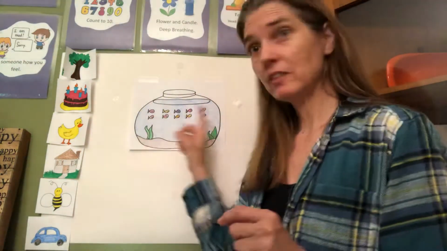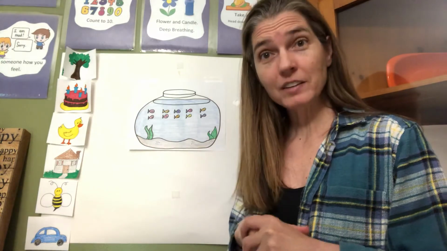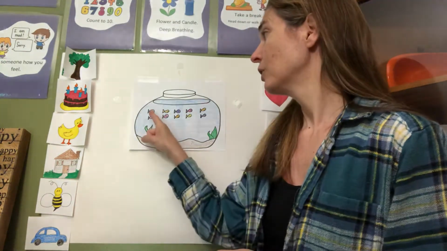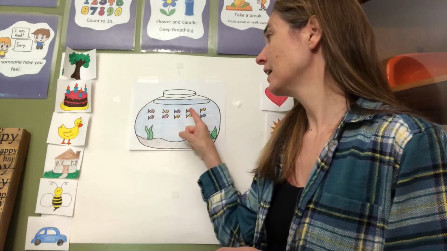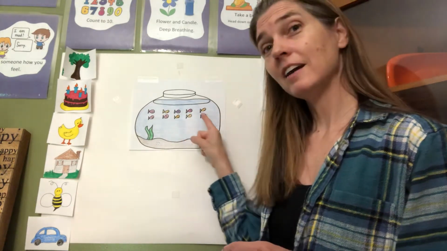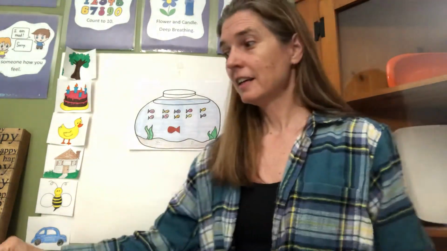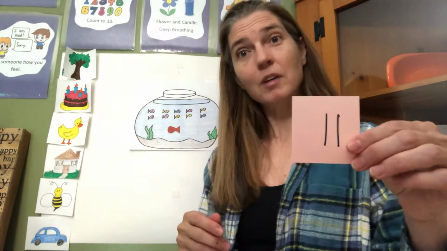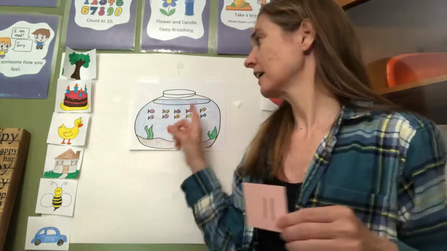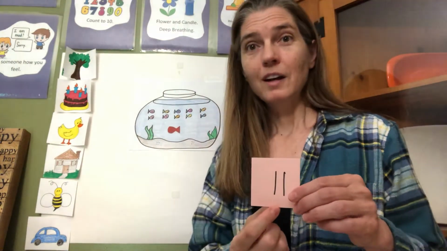So I'm going to just keep counting 1 from the 10 and see what 11 looks like in my fish tank. 1, 2, 3, 4, 5, 6, 7, 8, 9, 10, 11. Let's take a look. 11 is a 1 and a 1. What that really looks like is the 10 that were already there and 1 more. 11 is a 10 and a 1.